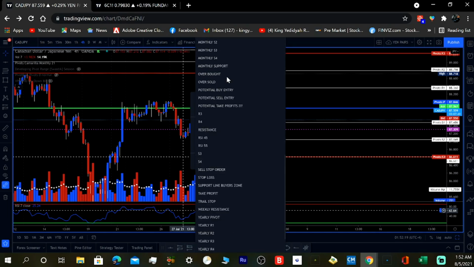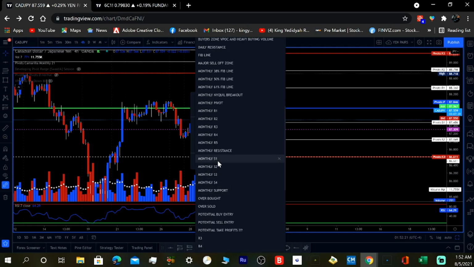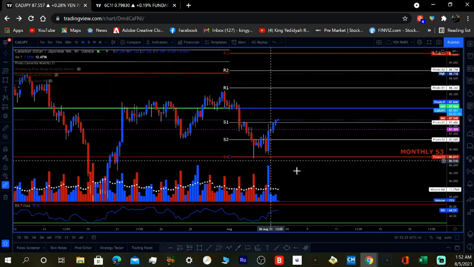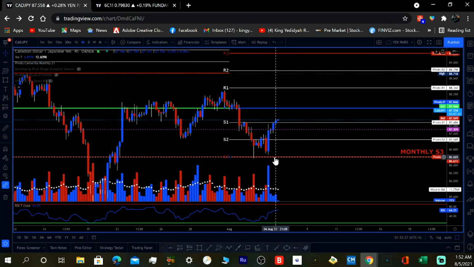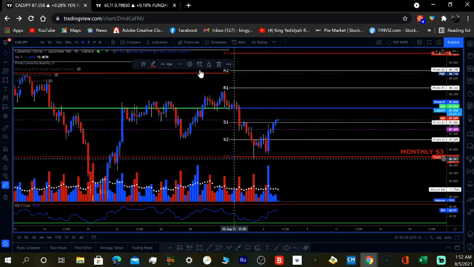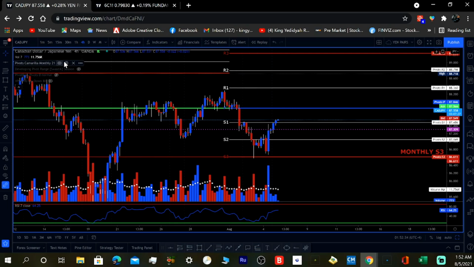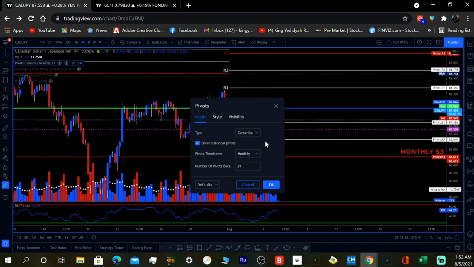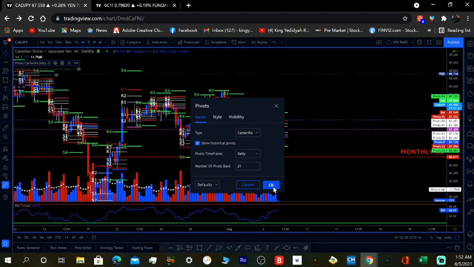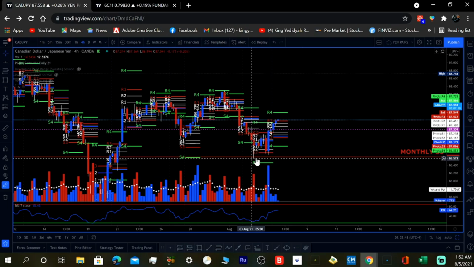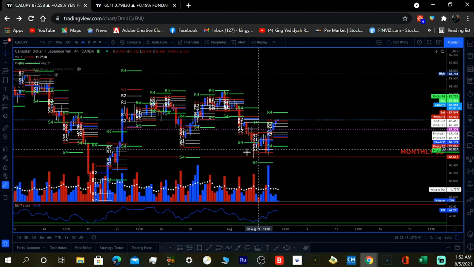I'll just label that, monthly S3. Alright, lock that in so it doesn't move. Alright, cool. So now switching back to the daily Camarilla levels. So we have that marked out. So you see we hit the monthly S3 right here and we started pushing up.